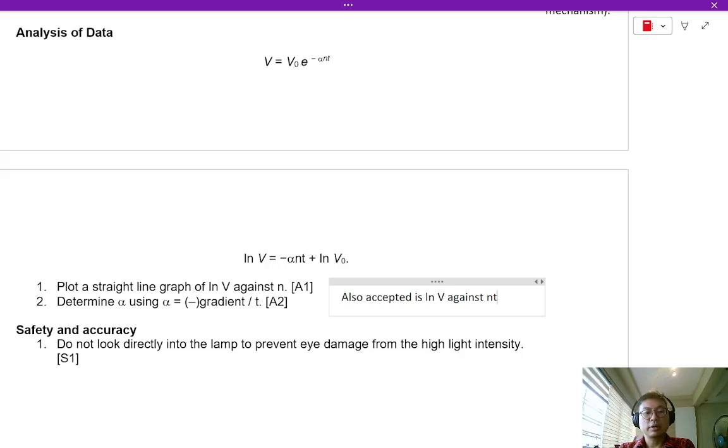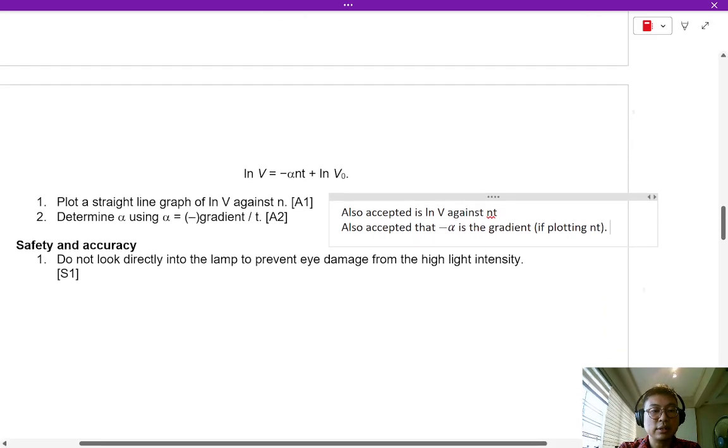So you can determine alpha: alpha is the negative of the gradient of the graph divided by T. Okay? You can also write that negative alpha is the gradient if you're plotting against nT.